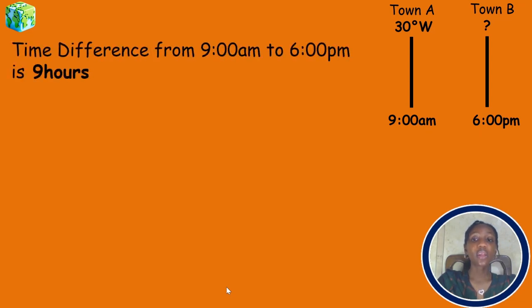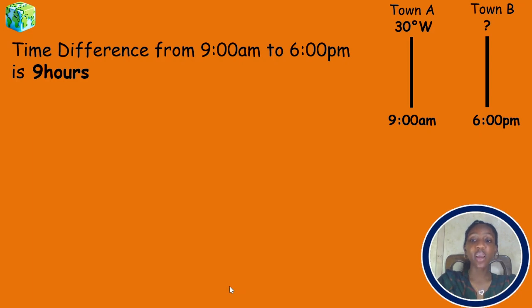Since we have the time for both of the towns, we can find the time difference and then convert this to degrees, which would be our longitude difference. And this will give us 9 hours. And you can't do this type of subtraction straight because if you even try, you get 3 hours, which is wrong because you can't be subtracting AM and PM together. That's what will give you the false perception of 3 hours. The actual time difference between 9 AM to 6 PM is 9 hours.